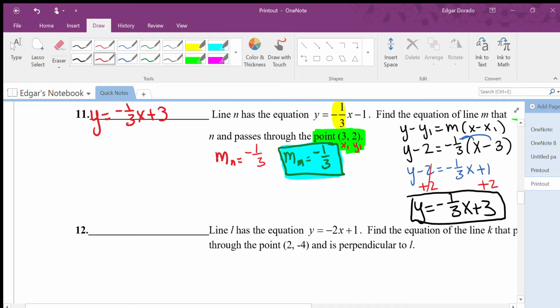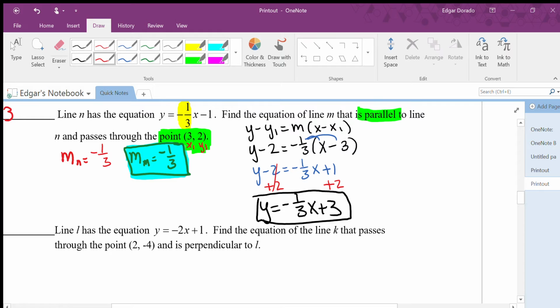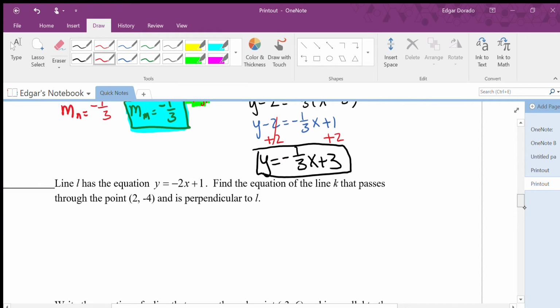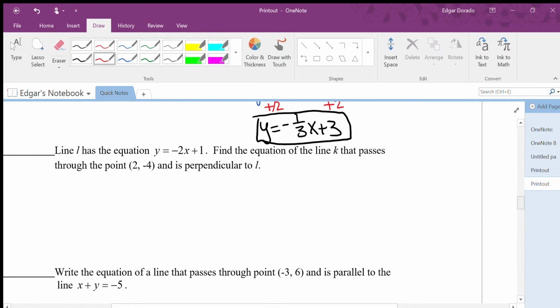Okay. All right. I'm going to actually go ahead and let you guys try this one on your own. I'll get you guys started off, though. Let's see. It says the line L has an equation of y equals negative 2x plus 1. Find an equation of a line K that passes through the point 2, negative 4 and is perpendicular to L. Perpendicular to L, meaning it's going to have opposite and reciprocal slope to the other slope.